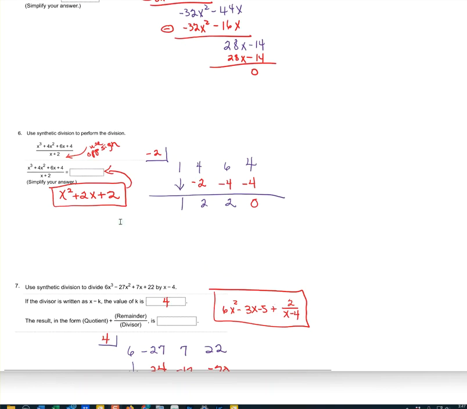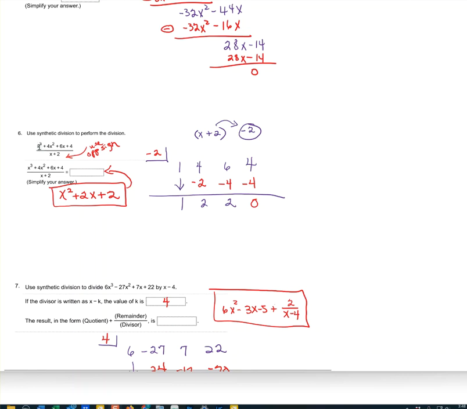Number 6, we're going to do it with synthetic division. And we're dividing by x plus 2 here. And so we're going to use k as a negative 2 because you're dividing by x plus 2. So when you pull out the number that comes out, your k is going to be a negative 2. So we want to remember that as we do these.